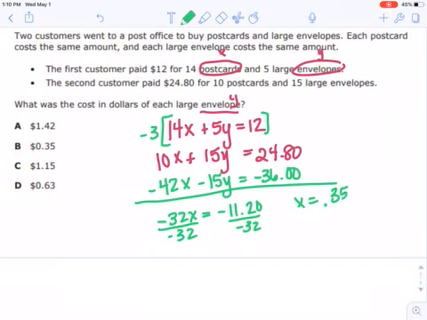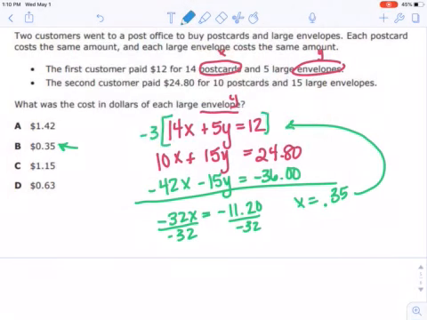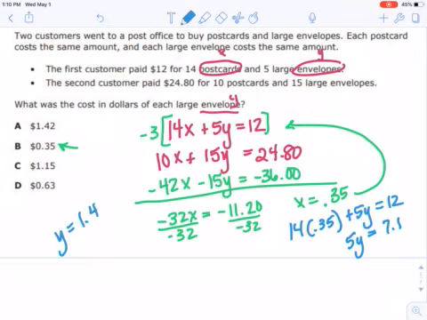35 cents. However, and you'll notice that's an answer choice, they wanted the cost of the envelope. That's the y. So I need to go plug that in and get the y value, because that's really what they're looking for. So I'm going to write 14 times 0.35 plus 5y is supposed to equal 12. So we're going to solve this instead. I'm using my calculator again just to save some time in this video. So I get 5y equals 7.1. Divide by 5, and y ends up equaling 1.42. So my answer would be A.